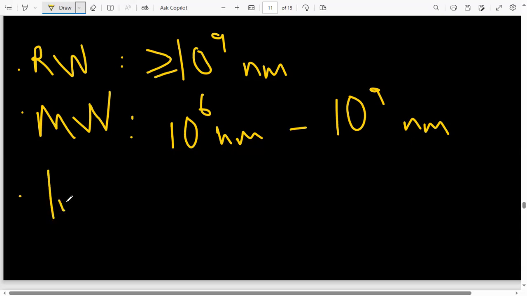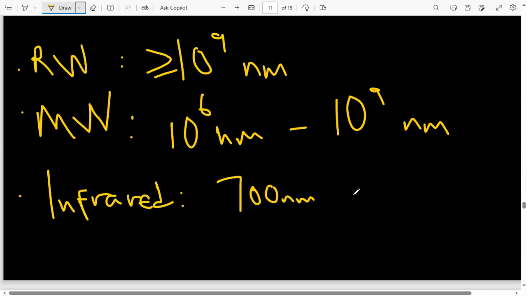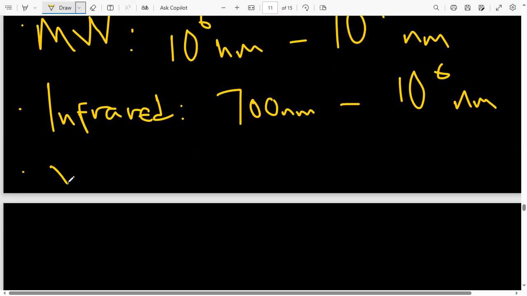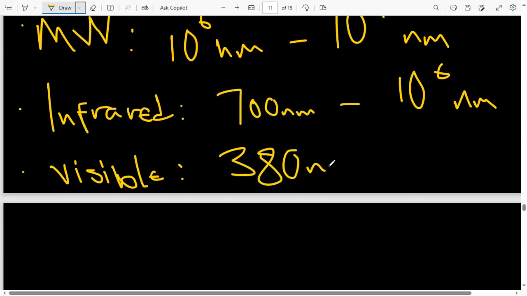And then we can talk about infrared. Infrared has this range, from 700 nanometers to 10 to the power 6 nanometers. And then we also have visible light. Visible light in itself also has a spectrum of colors, those colors that you see on the rainbow. The visible light ranges from 380 nanometers to 700 nanometers.